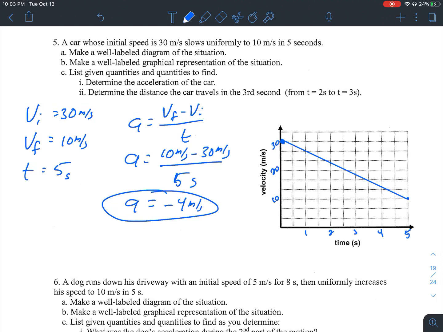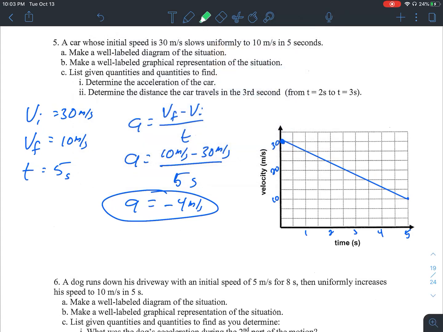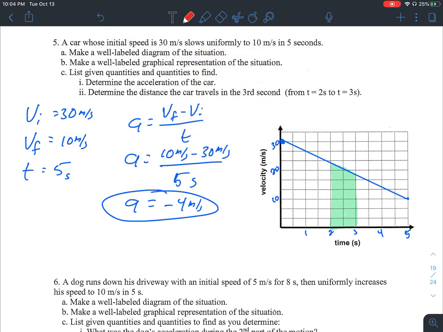The distance that the car travels in the third second. So this we all have to kind of do some thinking. It is only from 2 to 3 seconds, and we can get distance or displacement from the area underneath. So we're only looking at this area of blocks. So you might want to kind of sketch it out to see it's going to be a triangle plus that rectangle.